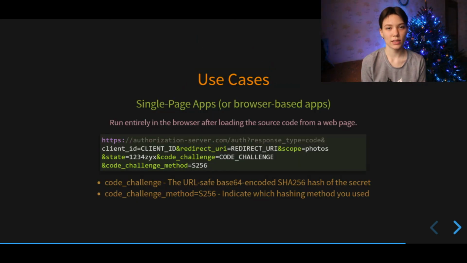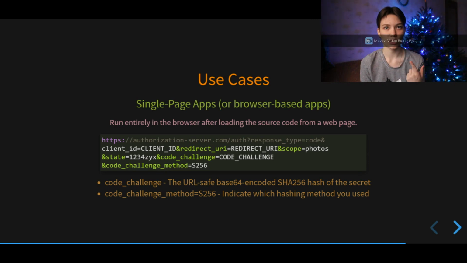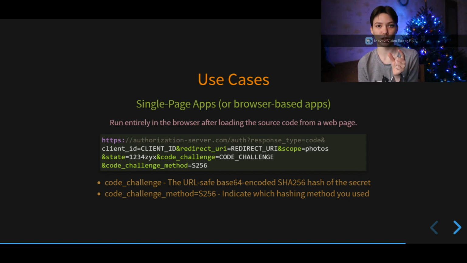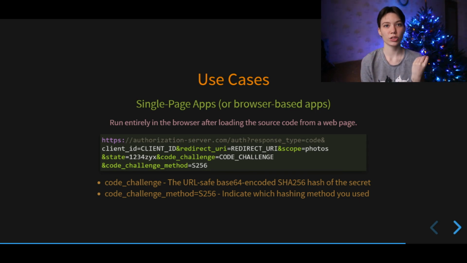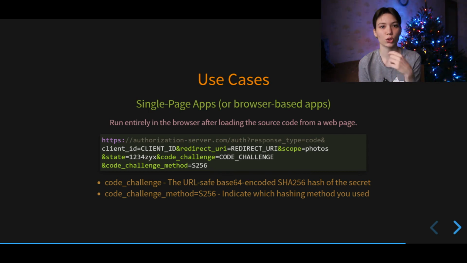Use case: single page apps or browser-based apps. They run entirely in the browser after loading the source code from a web page. You can see the link. A little bit about this link: code challenge is the URL-safe hash of the secret, and code challenge method indicates which hashing method you used.